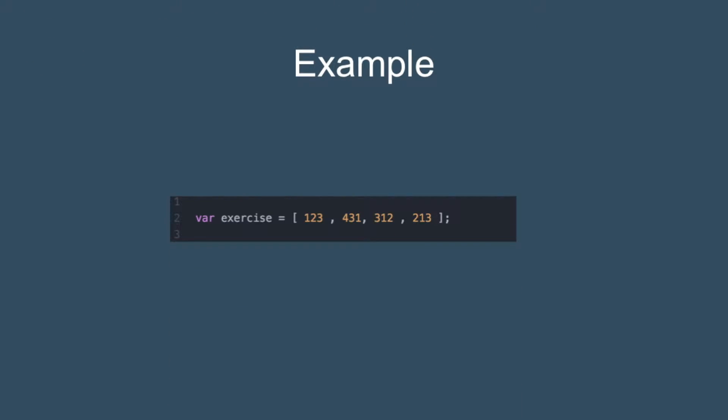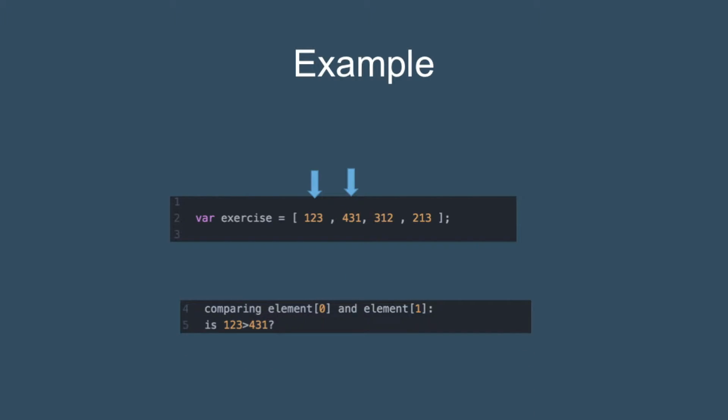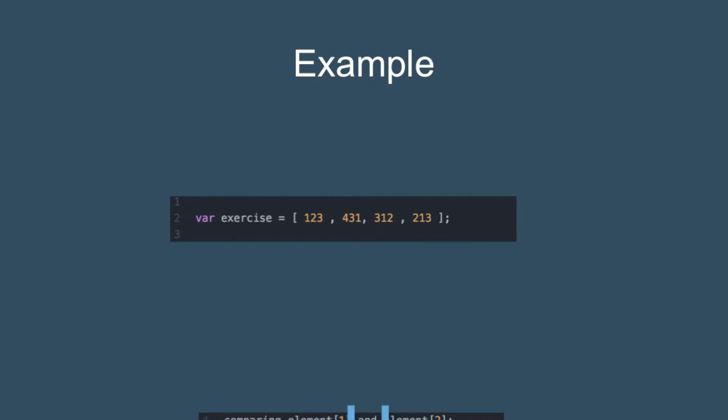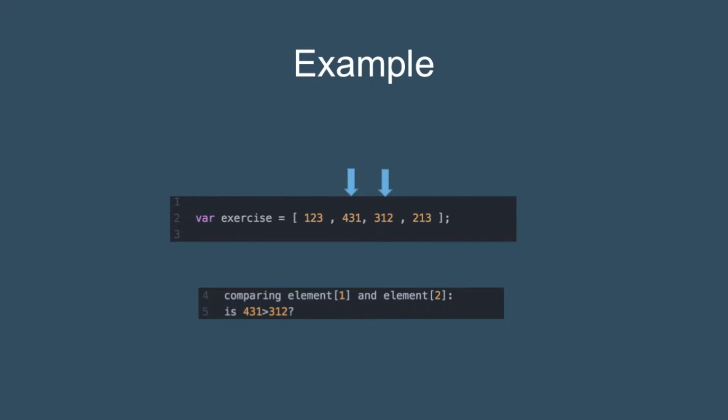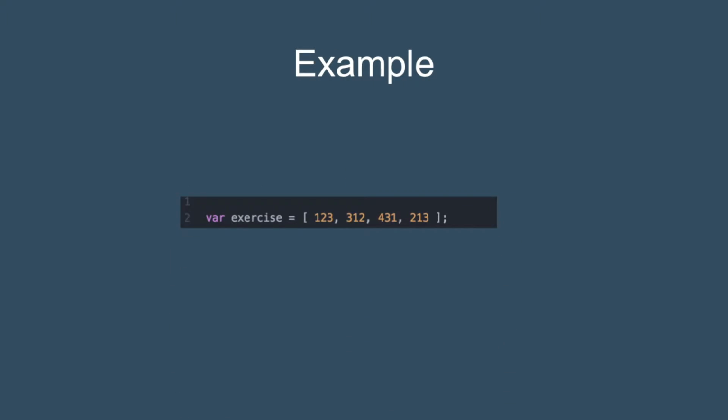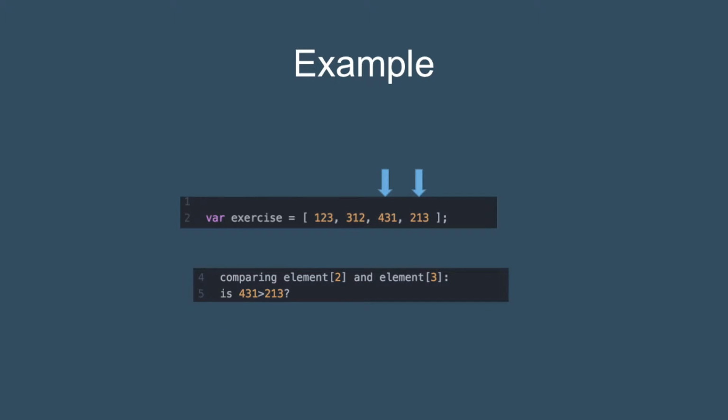We have an array, var exercise, containing the elements 123, 431, 312, and 213. First you compare element 0 and element 1, and you see that they are in the right order, so you leave them as they are. Now you move to element 1 and element 2, and when comparing them you see that element 1 is greater than element 2. So you switch them, and now you have an array containing the elements 123, 312, 431, and 213. Then you compare element 2 to element 3, and you see that element 2 is bigger than element 3. So you switch them again.